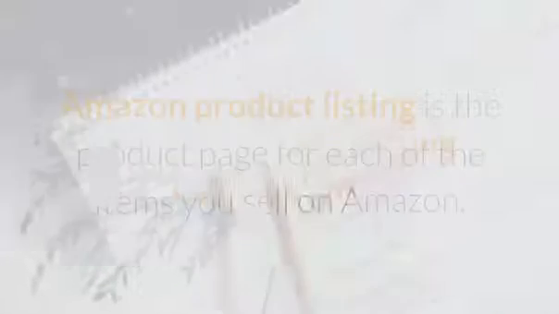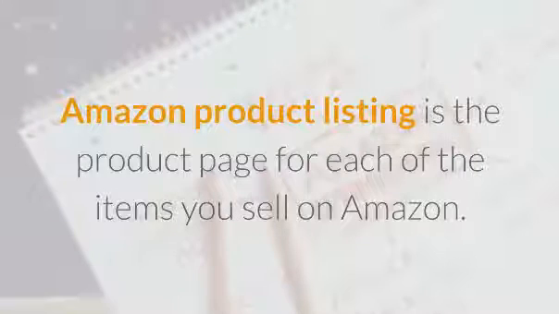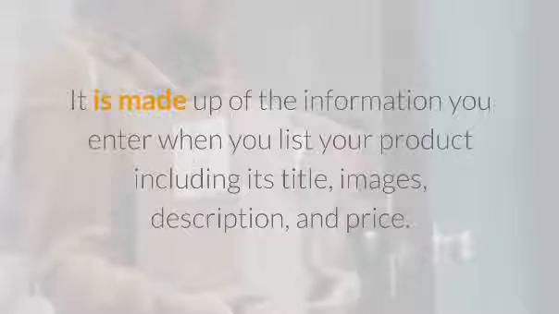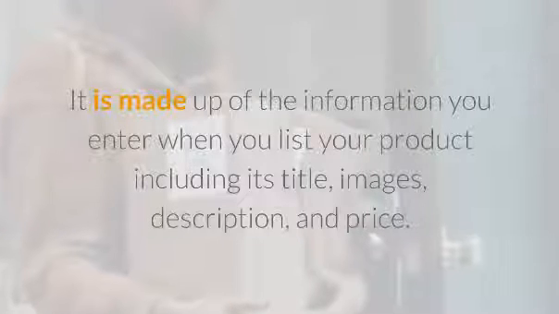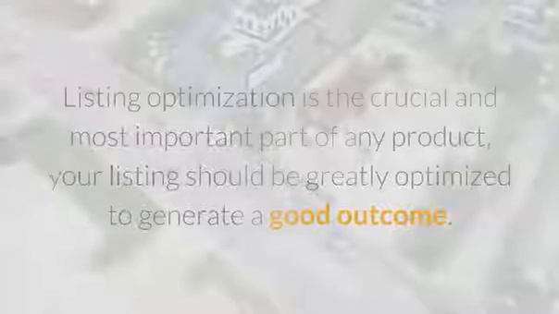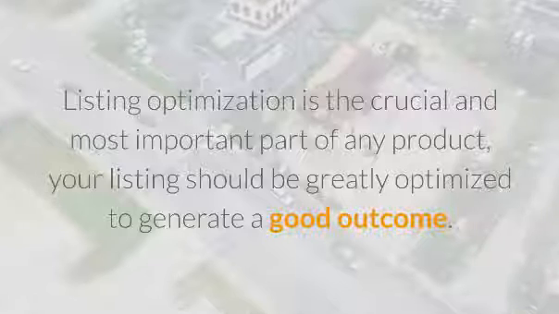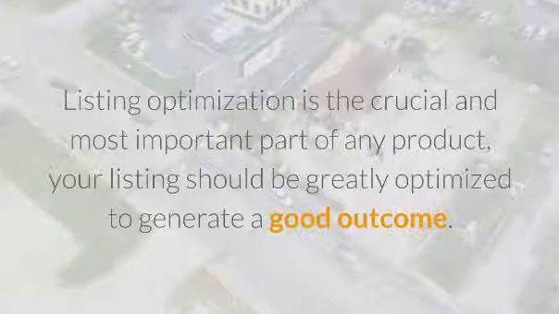What is product listing optimization? An Amazon product listing is the product page for each of the items you sell on Amazon. It is made up of the information you enter when you list your product, including its title, images, description, and price. Listing optimization is the crucial and most important part of any product. Your listing should be well optimized to generate a good outcome.